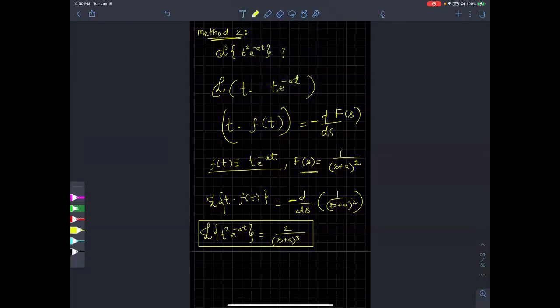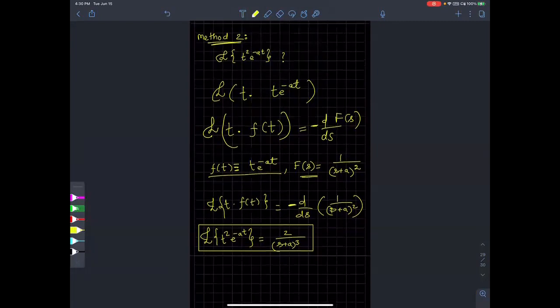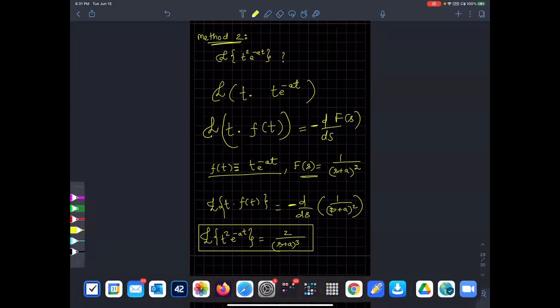Questions, please. What questions do you have? So the second method is more straightforward because it does not involve integration or integration by parts or any of that. We are simply taking off-the-shelf results.